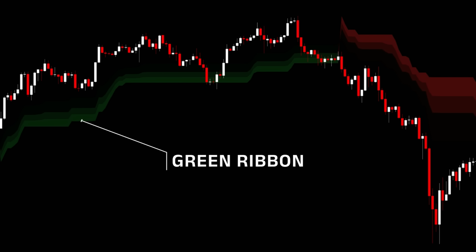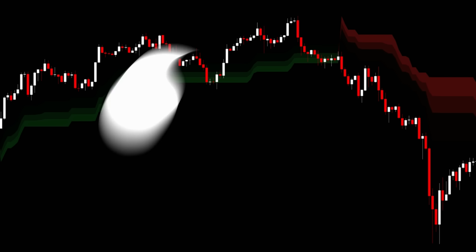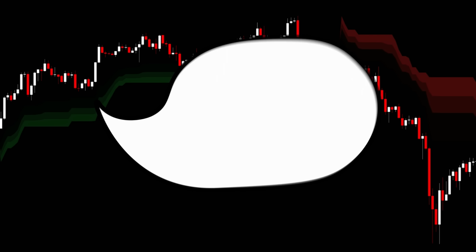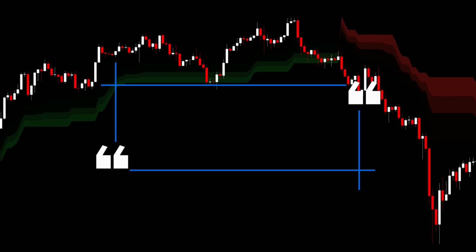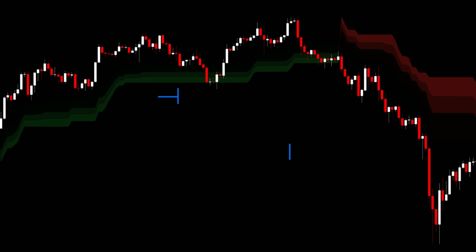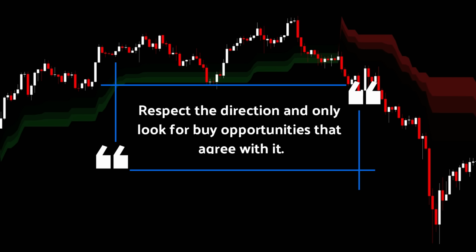As long as this ribbon is green and price candles are forming above it, buyers are in control. This is not an opinion, it's not a prediction. It means price structure and volatility are aligned upward. The market is supporting higher prices. In these conditions, selling is not smart. Even if a sell signal appears, your job is simple. Respect the direction and only look for buy opportunities that agree with it.